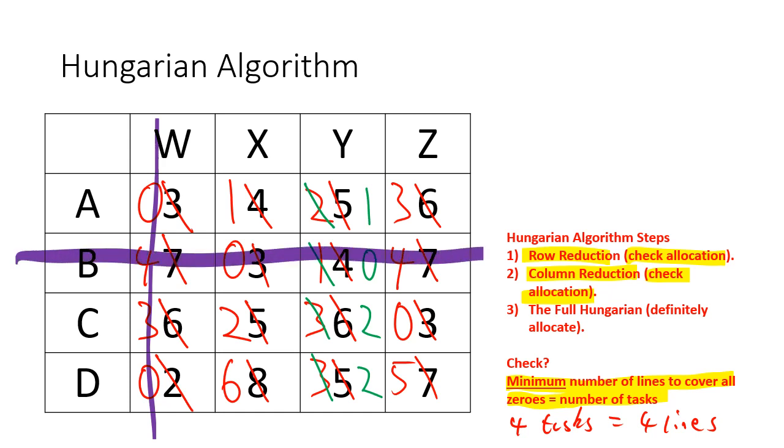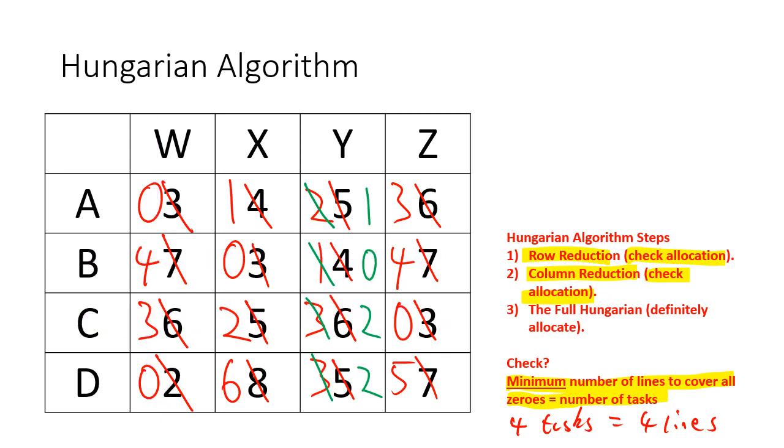It's wiping out 2 zeros. We're looking at the numbers that aren't crossed out. And I do another line, and still I'm covering all the zeros with 3 lines. So the minimum number of lines is 3, but we have 4 tasks, so we cannot allocate.